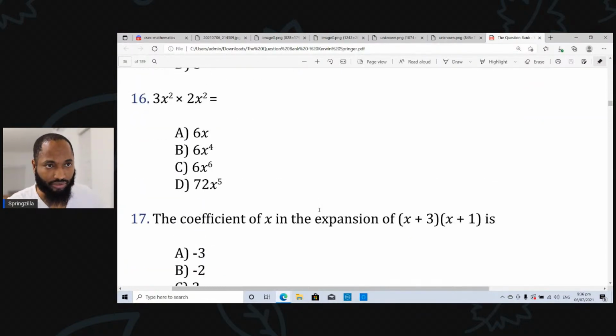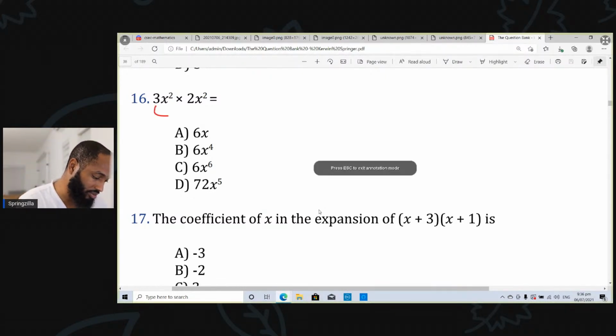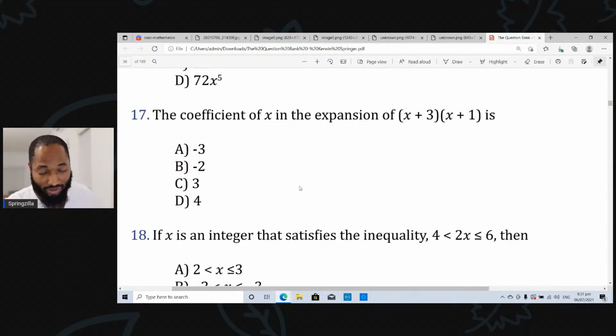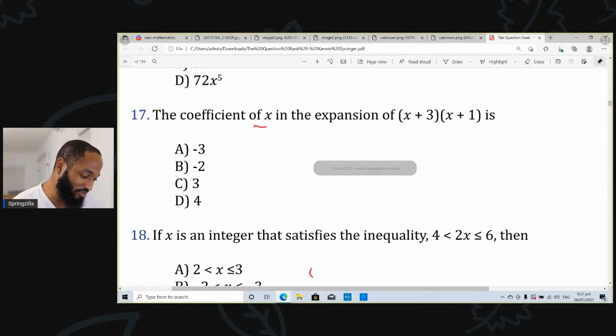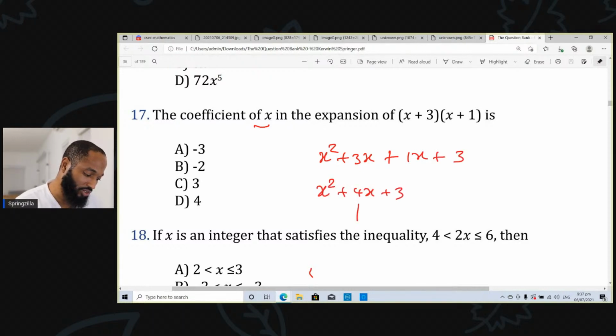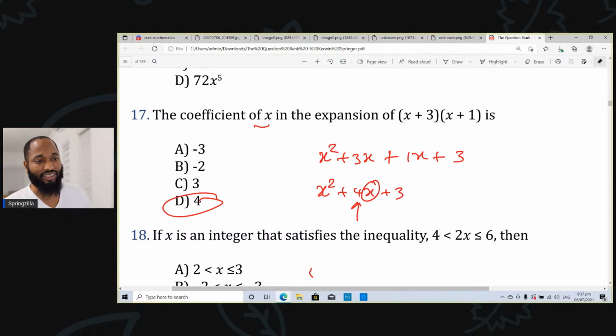3x squared. 3 by 2 is 6, so it's one after these. x squared by x squared is x to the power 4, so it's that one. When it's a math teacher, it's just rip through these questions. The coefficient of x in the expansion of that: this one is x squared plus 3x plus 1x plus 3. So this is x squared plus 4x plus 3. The coefficient of x, the number in front of x, is 4. So the answer is D.